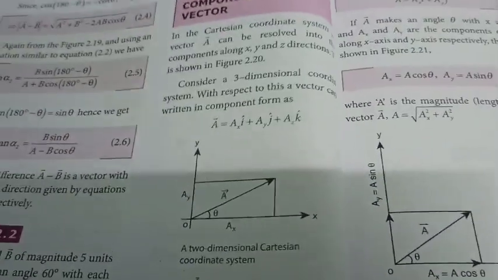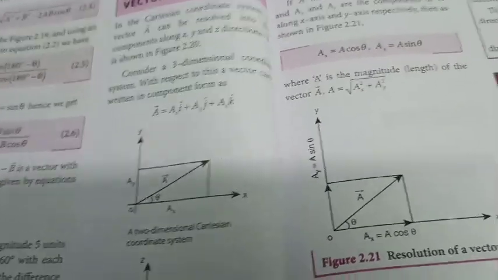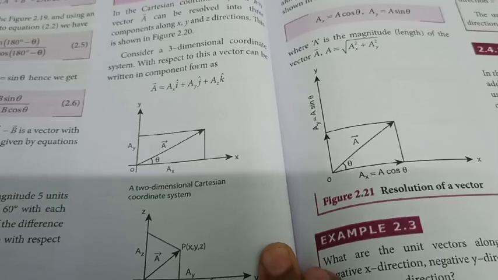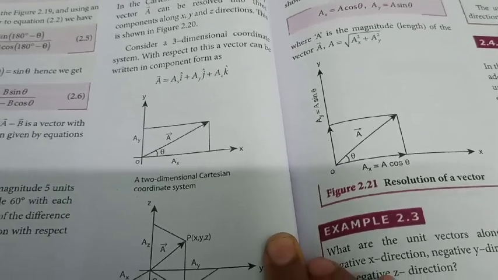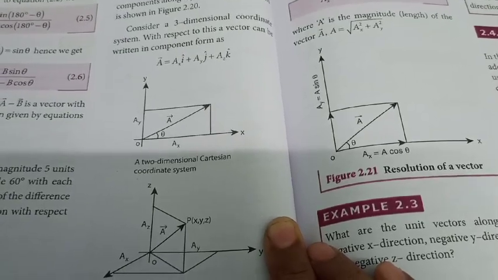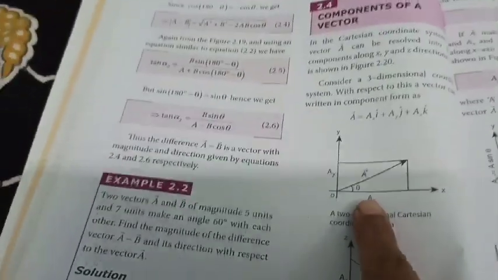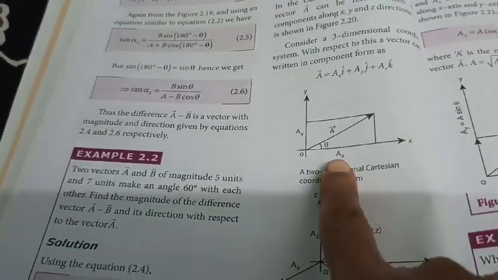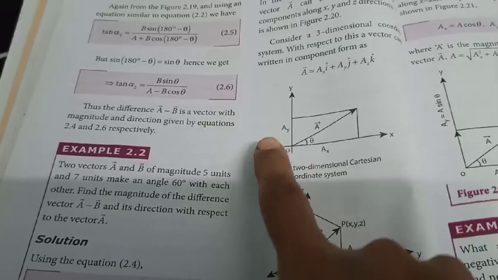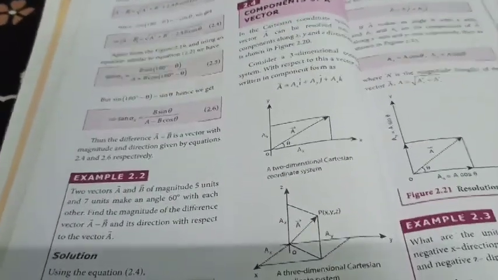Concept of vectors. Components of a vector. 3-dimensional coordinates with respect to this vector can be written in component form, that is, a vector equal to ax i cap plus ay j cap plus az k cap. In this case, in the diagram, this is two components, 2-dimensional coordinates. This is a 3-dimensional coordinate system.